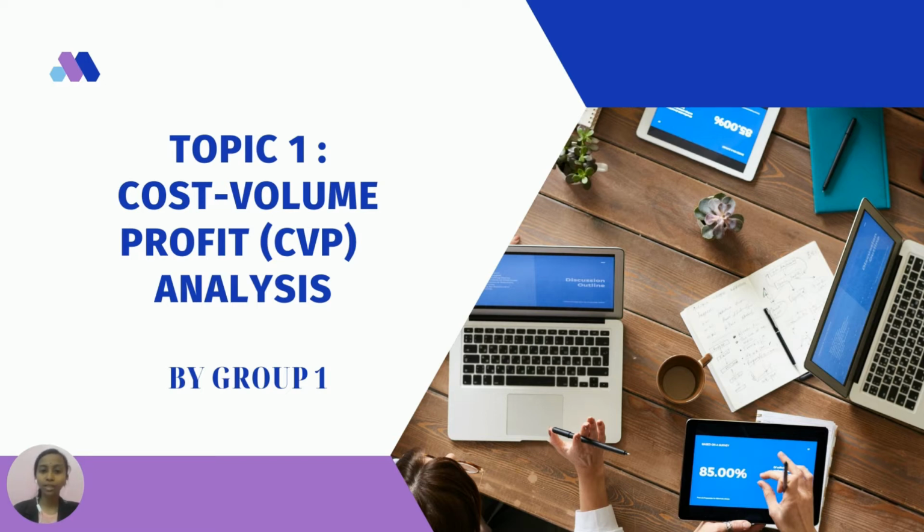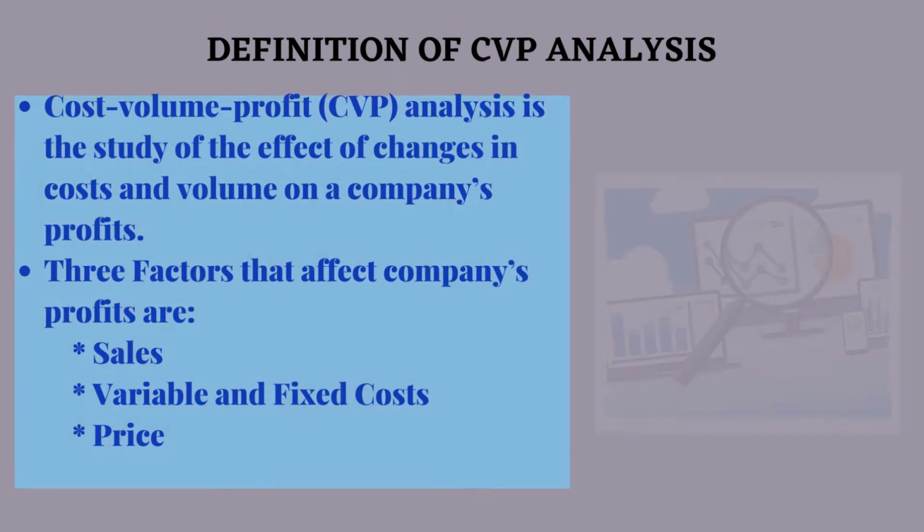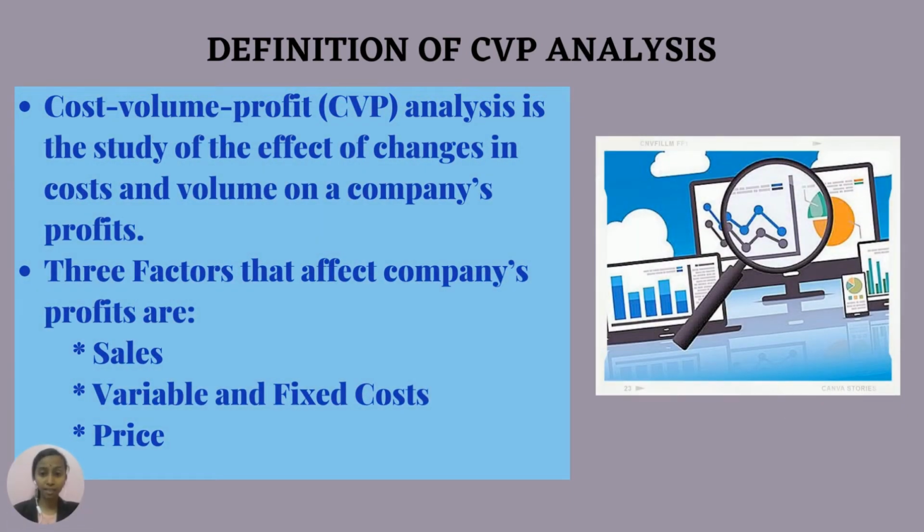First of all, I would like to define what is cost volume profit analysis. Cost volume profit analysis, or known as CVP analysis, is a way to find out how changes in variable and fixed costs affect a firm's profit. Companies should use the CVP analysis to see how many units they need to sell to break even, which means to cover all the costs to reach a certain minimum profit margin.